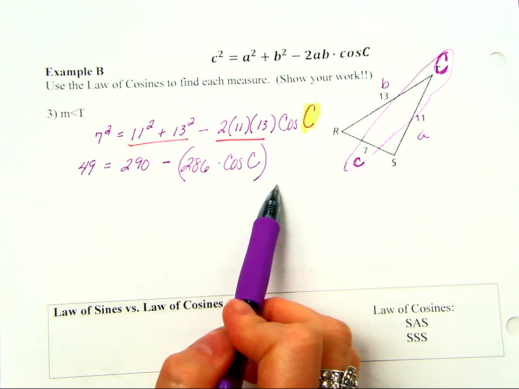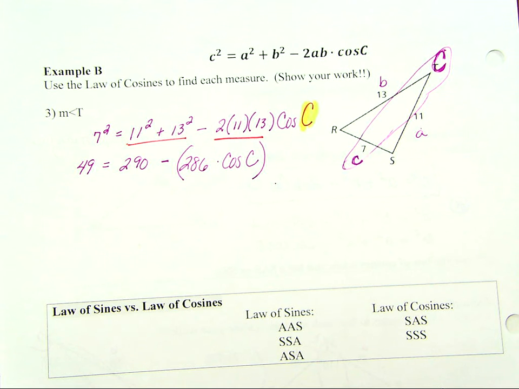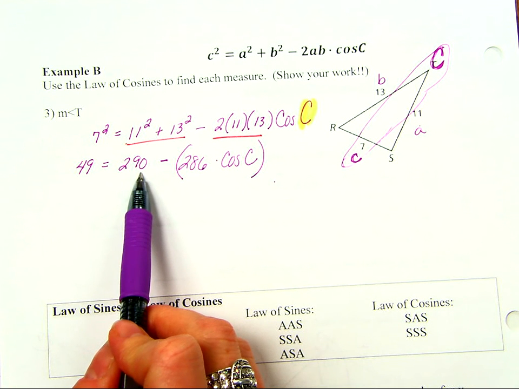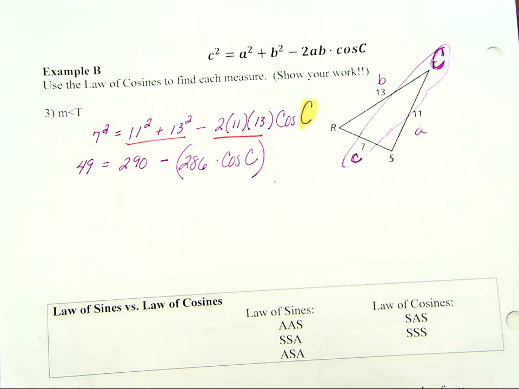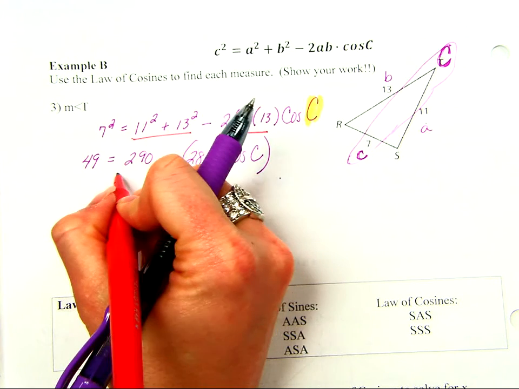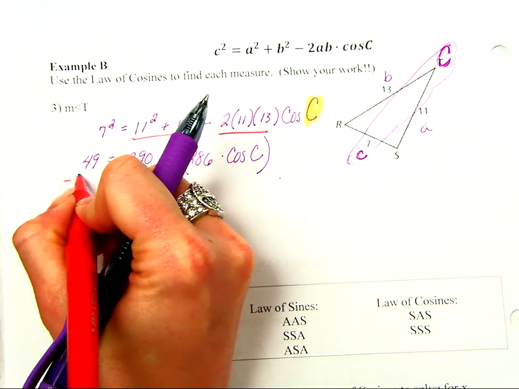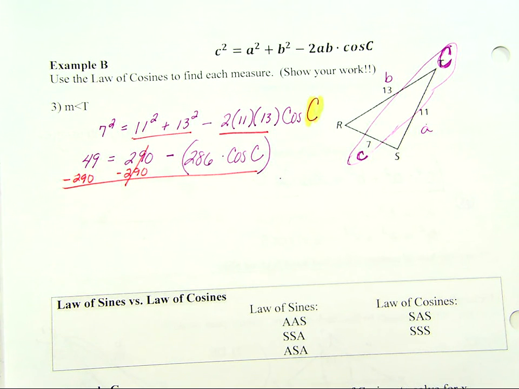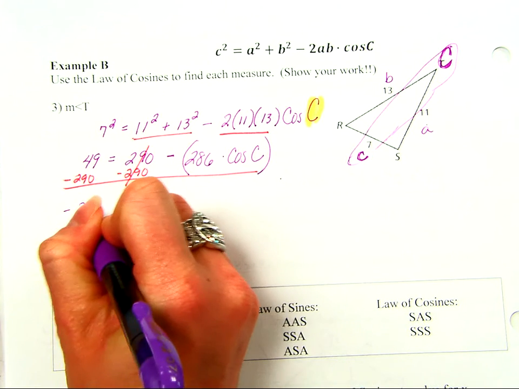I cannot subtract. The question is, where do we go from here if I'm solving for C? What do I do? Well, really, we would need to start by getting rid of my 290. This is a positive 290, and we're solving for C. We're actually going to take and subtract 290 from both sides. 49 minus 290, we're going to get negative 241.